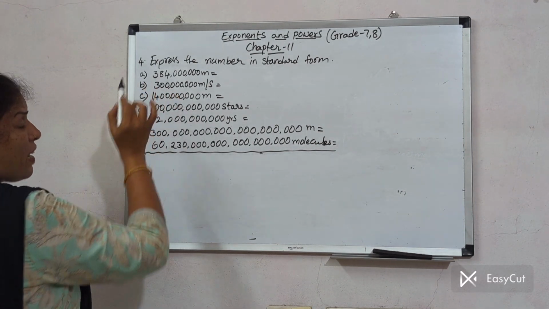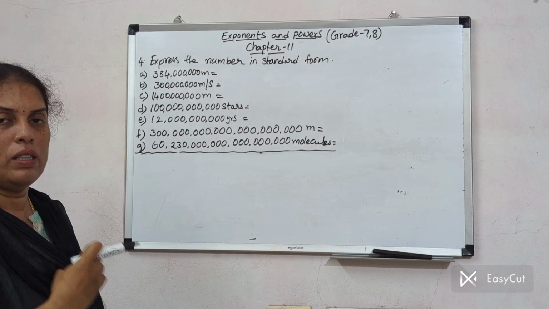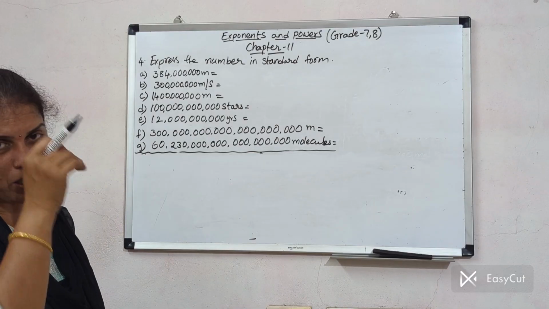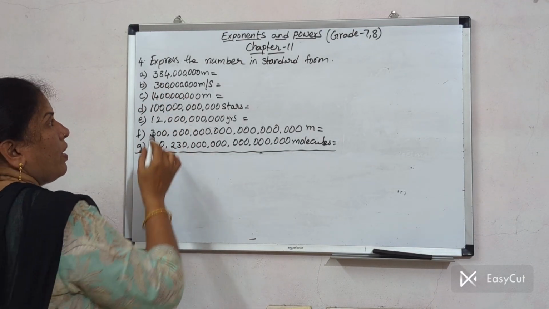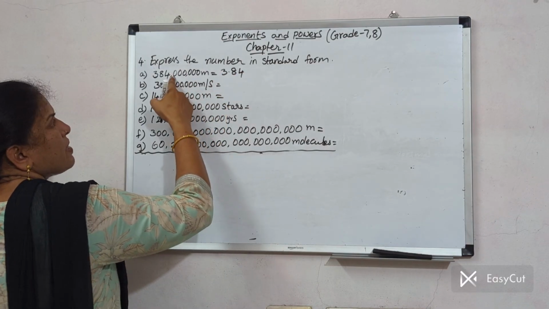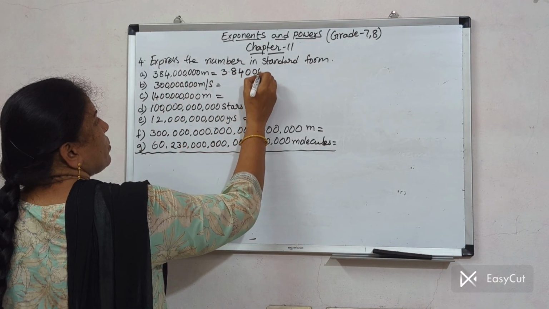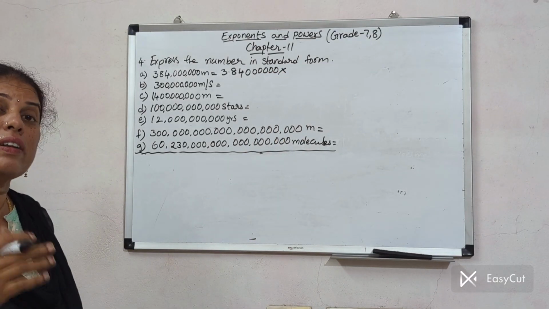If I keep the point after 38, what will it become? The number before the point would be 38. The number before the point must be less than 10, so you should not keep the point after 38. I am keeping it here: 3.84. How many zeros are there? 1, 2, 3, 4, 5, 6 into. I told you to mention that in the power of 10.